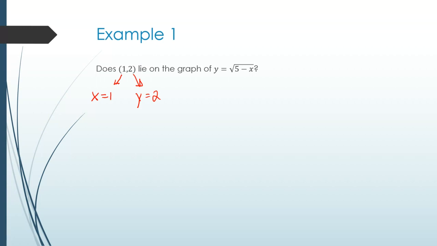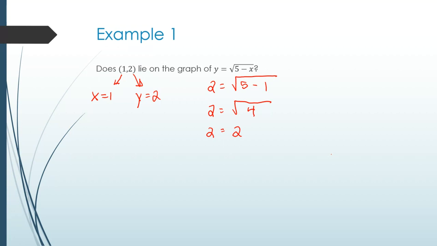So we have y equals the square root of 5 minus x. So y is equal to 2, and then I have the square root of 5 minus an x, which is 1. So I need to simplify the right side by following the order of operations and hope that I get 2. So I have 2 equals. When we're following the order of operations, we have to subtract first inside the square root. So 5 minus 1 is 4. So that's going to be the square root of 4, and when you take the square root of 4, you get 2.